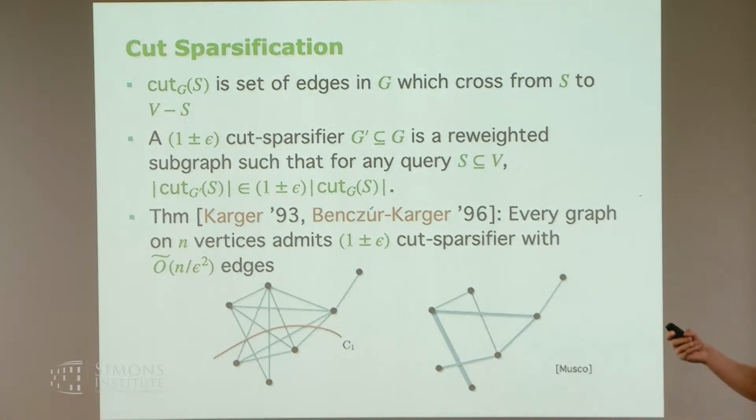Using this, we can define the size of a cut to be the weight of the edges that are crossing. And with this, you can then define a cut sparsifier to be a reweighted subgraph such that on every single cut, the weight of these cut edges is preserved up to a multiplicative factor. It turns out in the 90s, there was a seminal line of work by Karger and then ultimately Benczúr and Karger, where they established that every graph on n vertices admits one of these 1 plus or minus epsilon cut sparsifiers, where the number of edges that's preserved is near linear in the number of vertices.